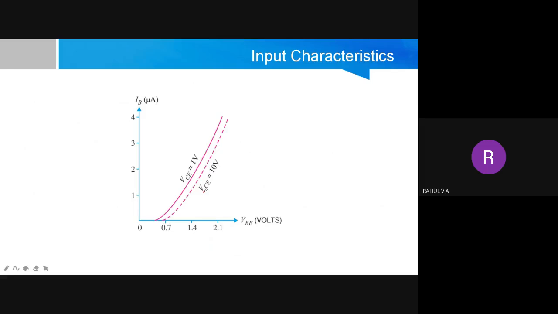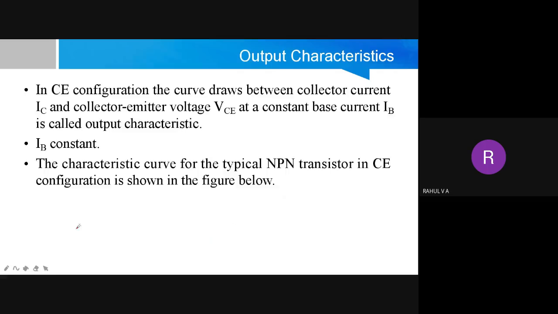ഇൻപുട്ട് ക്യാരക്ടറിസ്റ്റിക്സ് മനസ്സിലായി എന്ന് വിചാരിക്കുന്നു. Now we will go for output characteristics. We will read this one first. In CE configuration, that is common emitter configuration, the curve drawn between collector current and collector emitter voltage at constant base current is called output characteristics. Okay, so output characteristics is plotted between IC and VCE by keeping IB constant.